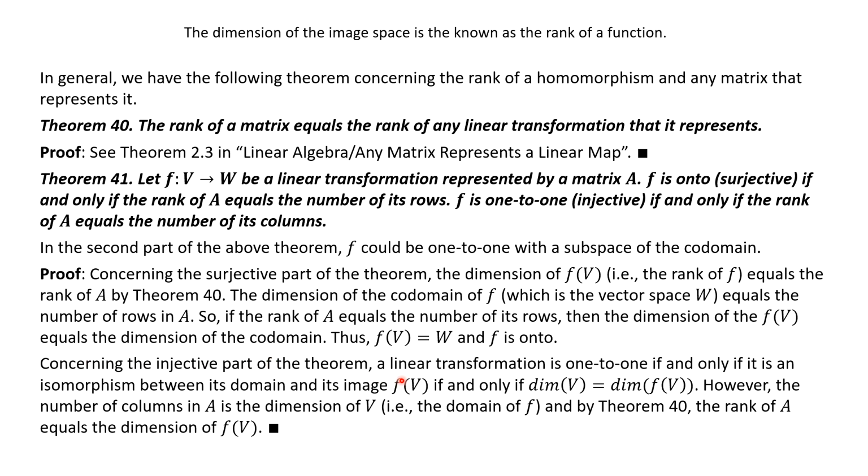Concerning the injective part of the theorem, a linear transformation is 1 to 1 if and only if it is an isomorphism between its domain and its image, F of V. That's true if and only if the dimension of V equals the dimension of F of V. However, the number of columns of A is the dimension of V, i.e. the domain of F. And by theorem 40, the rank of A equals the dimension of F of V. And then we have in our theorem that the rank of A equals the number of columns. So in that case, these two are equal.